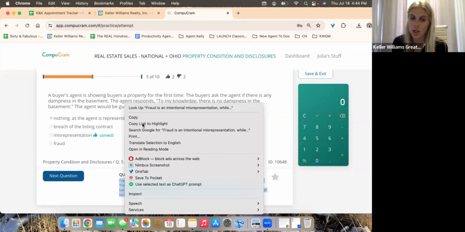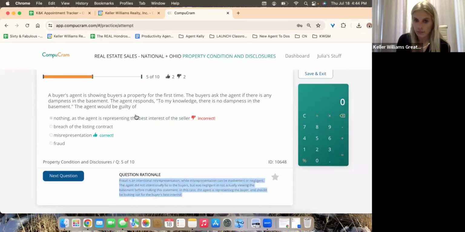So basically, the buyer's agent should have confirmed with the listing agent to see if there was dampness in the basement. Instead of just saying no, they should have checked to confirm if it was yes or no. Or the best response to that is, I don't know, let me find out for you. So this would be an example of misrepresentation.